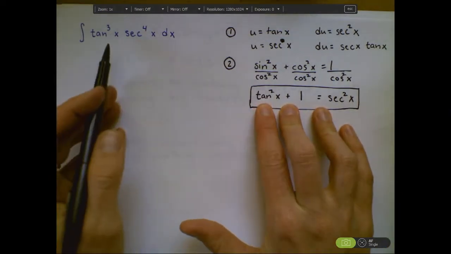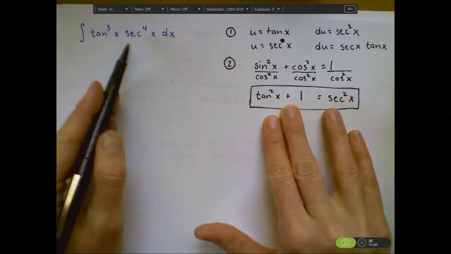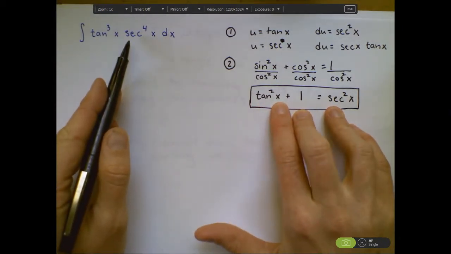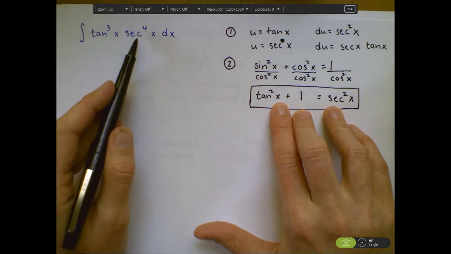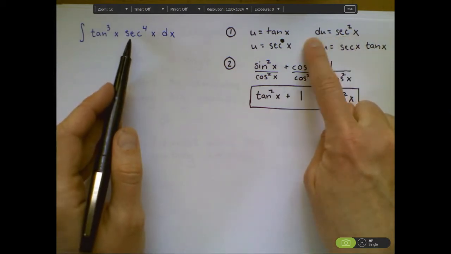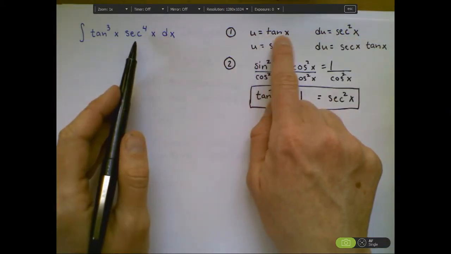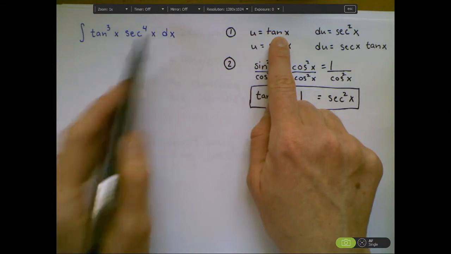So you could memorize a bunch of rules. Instead, we're going to use some ingenuity to try to figure out what we want to do. I'm thinking to myself, if I pull out a secant squared to act as my du, I would need to convert everything else into tangents. Let's see if we can do that.